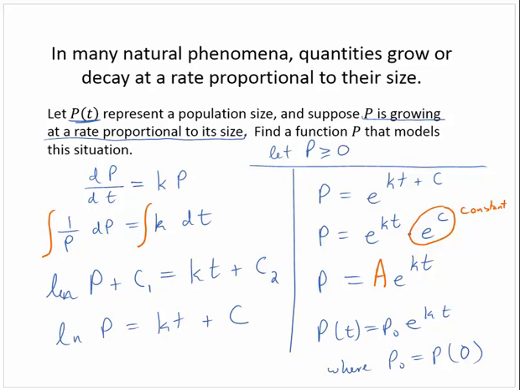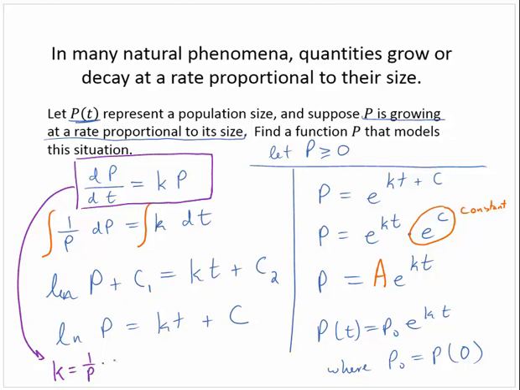Now I want to note one little thing here. If we go back to this original statement, dP/dt is equal to kP, I can solve this for k, and I can write that k is equal to 1 over P times dP/dt. And this is called the relative growth rate. Notice the growth rate, the dP/dt, is relative, divided by the population, in a sense. So keep that in mind. We're going to need that in a later exercise.